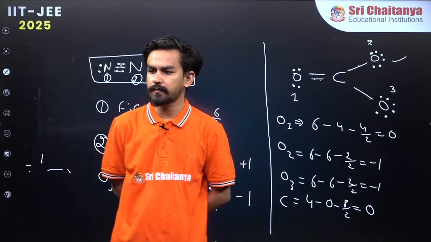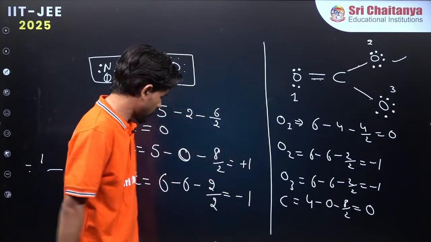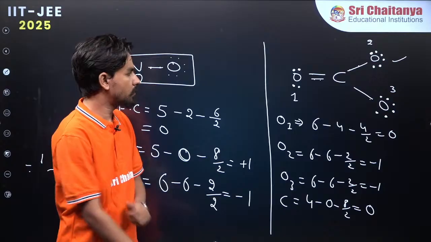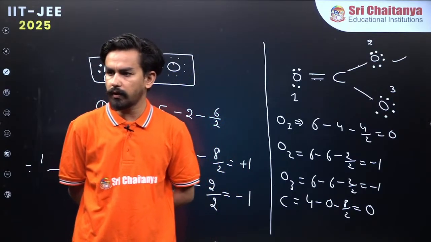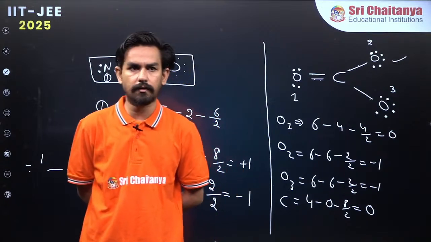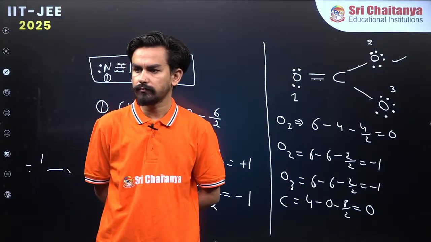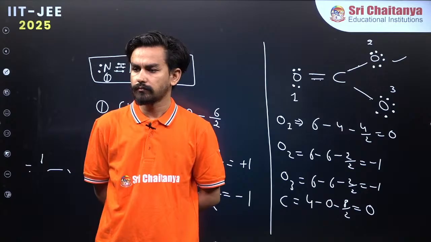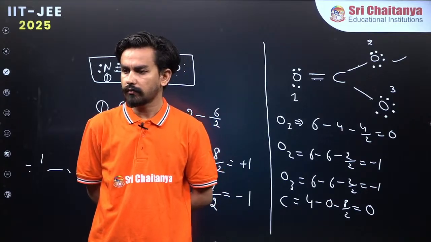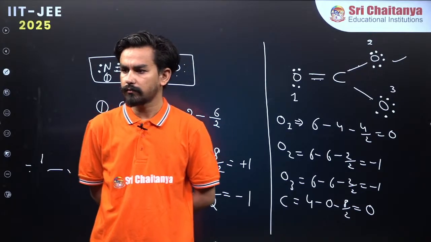Explain again. Which part do you want explained again, Shriya? Doubt is there. Which part to be explained again? Oxygen 1, oxygen 2, oxygen 3 or carbon? Please write. Nothing is there.